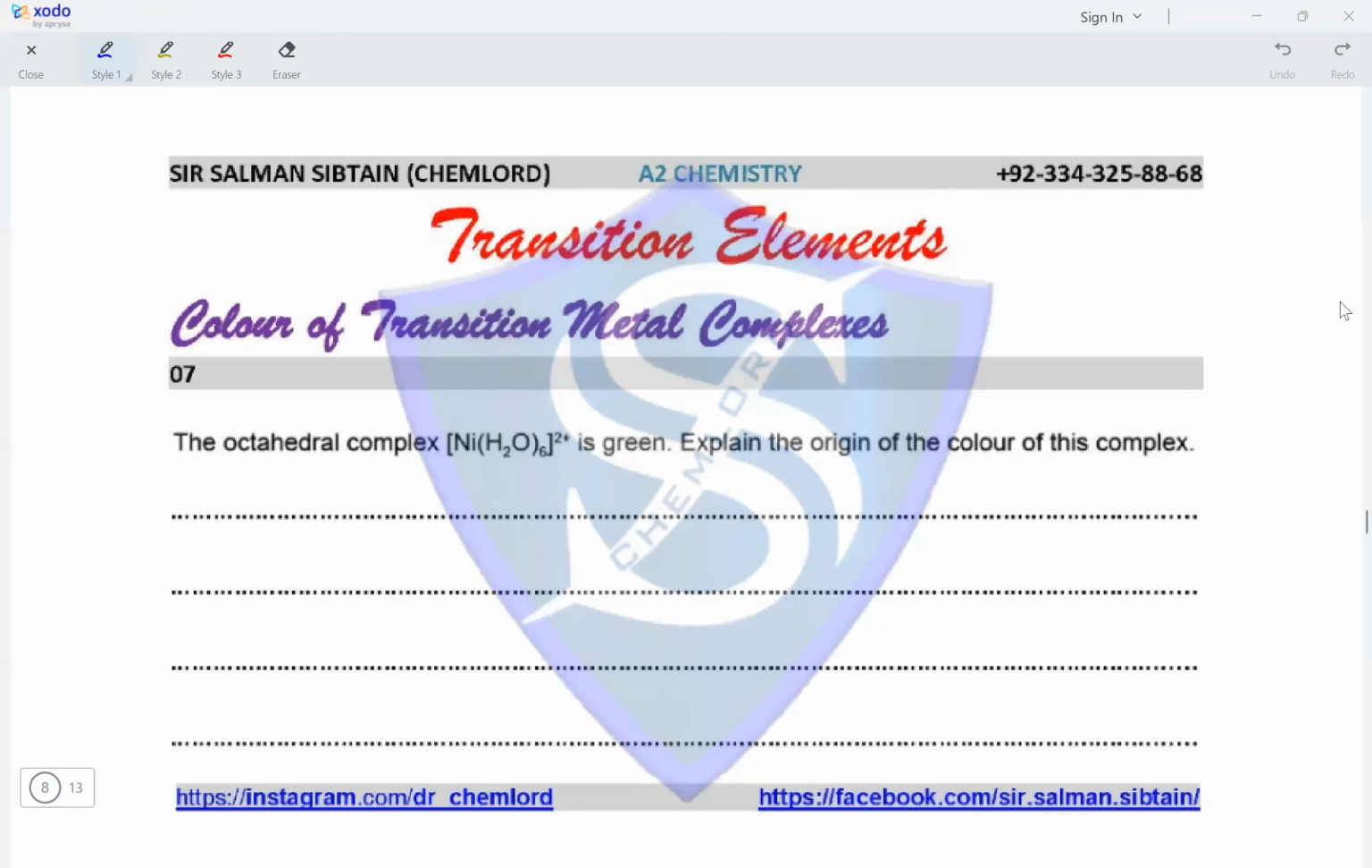Hi guys, this is A2 Chemistry Transition Elements and we are looking at the color of transition metal complexes. Question 7. The octahedral complex [Ni(H2O)6]2+ is green. Explain the origin of the color of this complex.